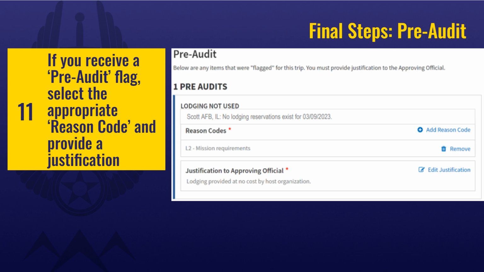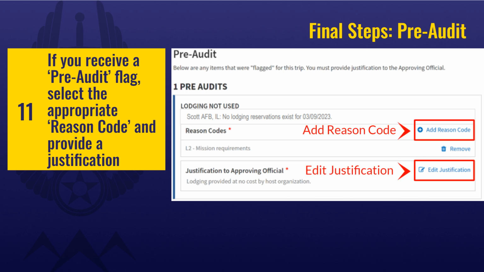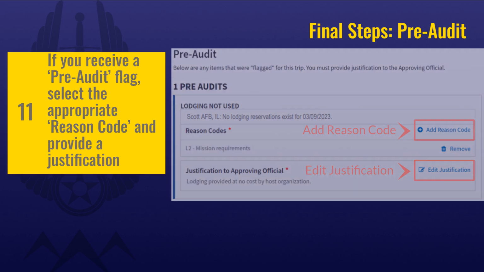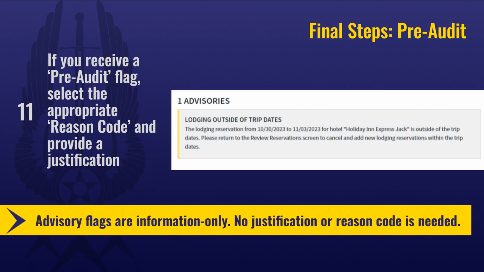You may receive a pre-audit flag, which occurs when DTS detects empty fields, incorrect information, items exceeding cost thresholds, or selections that break travel policy without specific approving official approval. Select the correct reason code and provide enough detail in your justification to help your approving official in their review. At this stage, you may also receive an advisory flag, which doesn't require justification or reason code. The advisory simply serves as an alert for potential concerns or a reminder for certain items.